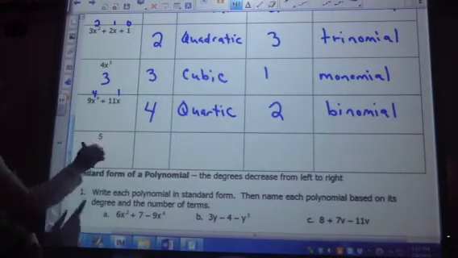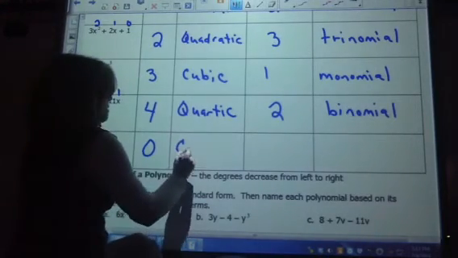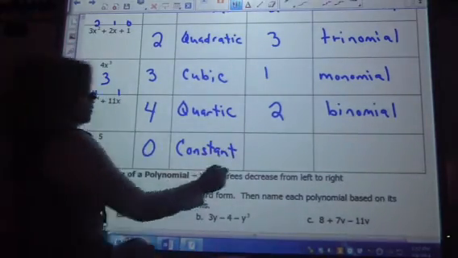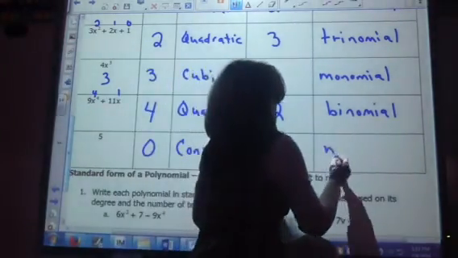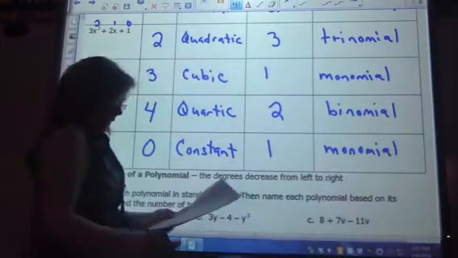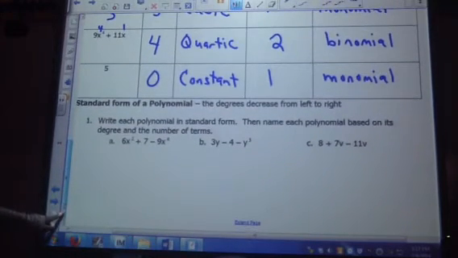Okay, the degree of this constant is 0. When the degree is 0, it is called a constant. And it's one term, so it's called a monomial. Trying to get you familiarized with polynomials before we start adding, subtracting, and multiplying them.